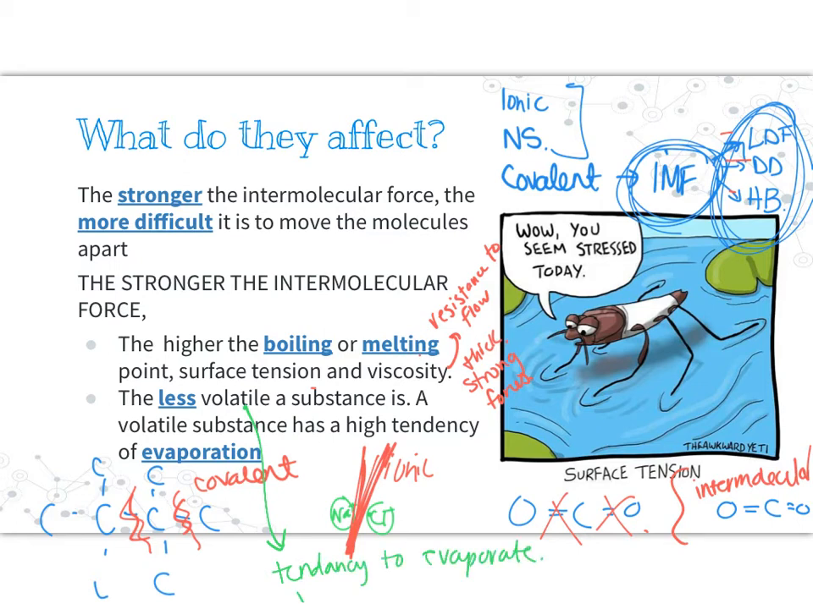So if something's very volatile, it evaporates easily, meaning it breaks its state and changes to a gas easily. So it's very volatile. It has weak intermolecular forces. So the less volatile a substance is, the stronger the intermolecular forces, kind of the opposite of what we wrote here. A volatile substance has a high tendency to evaporate.